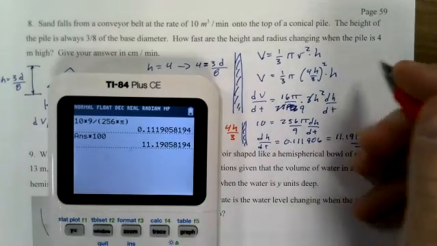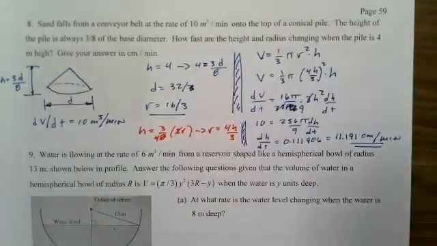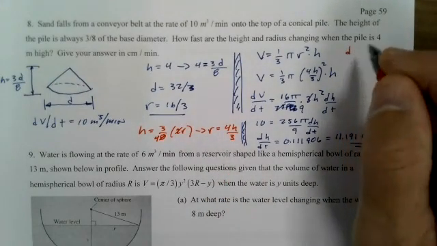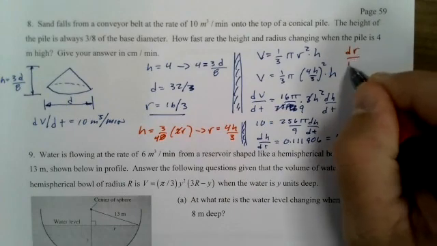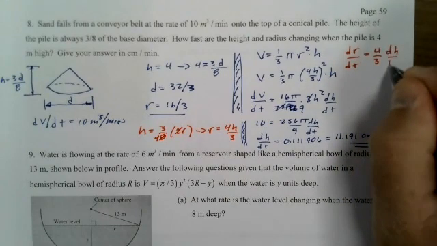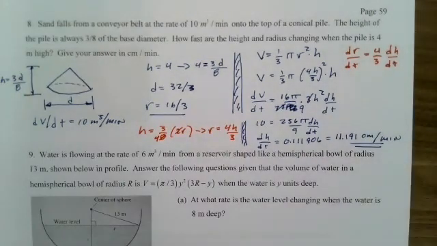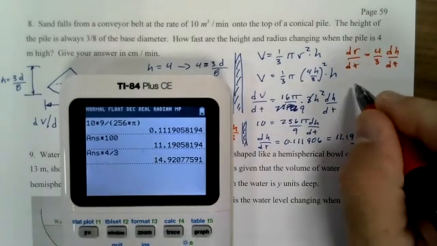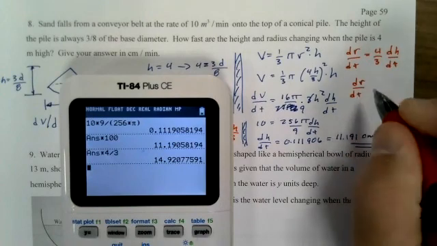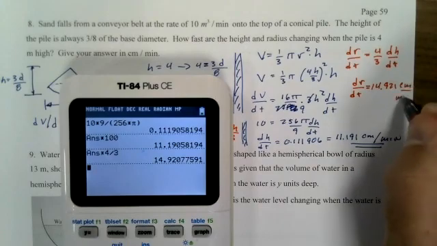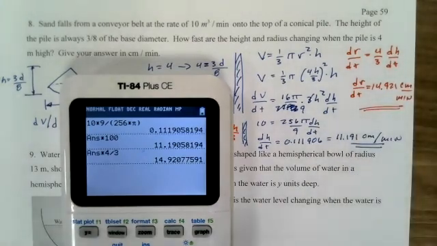Which doesn't leave us a lot of room here, but we can cheat. We know that r equals 4h/3, therefore dr/dt equals 4/3 dh/dt. So that's dh/dt. Keep that same number in the calculator, times 4 divided by 3. And that is dr/dt equals 14.921 centimeters per minute. Sorry for making a hash of that one.